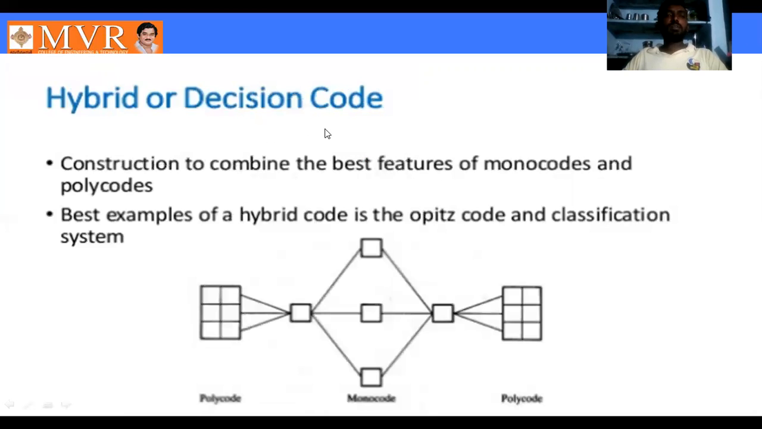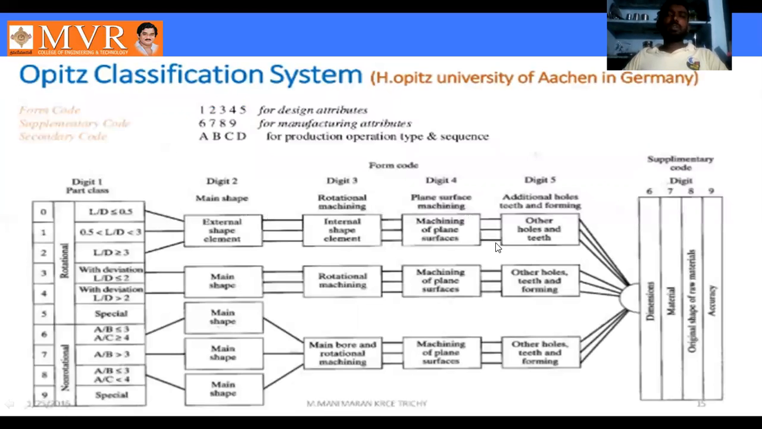Next is the hybrid or decision code. By combining polycode and monocode, we get the hybrid code. The best example of a hybrid or decision code is the Opitz coding system. In the Opitz coding system, we add polycode and monocode, and after that we get the final, perfect output.